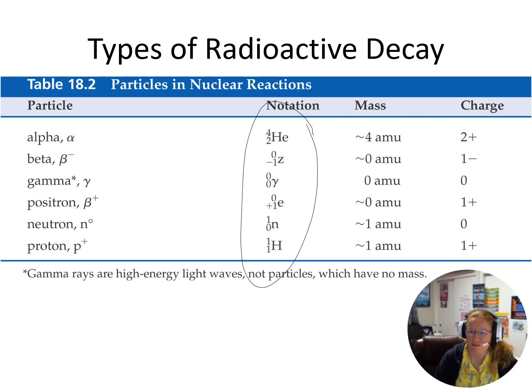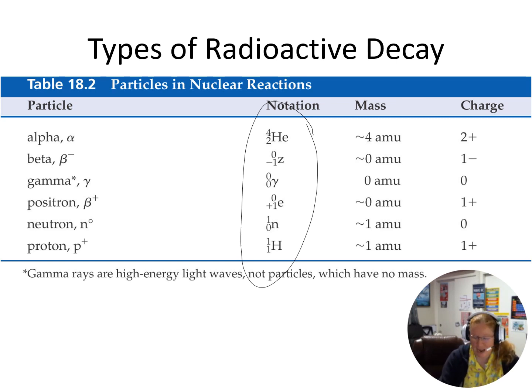A beta particle, we are going to just change the atomic number, but the mass number doesn't change. So the number of neutrons isn't going to change. Gamma rays, neither change. These are just a high energy photon that comes off. Positron, again, same thing. Mass number doesn't change, but my atomic number will change. Neutron, now my mass number changes, but my atomic number doesn't. And then protons, both the mass number and the atomic number will change.